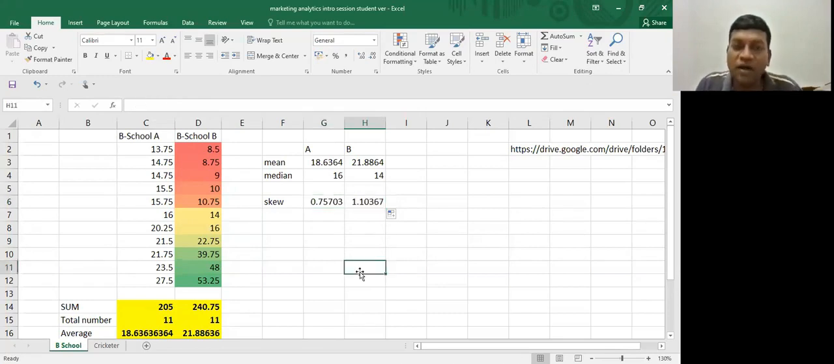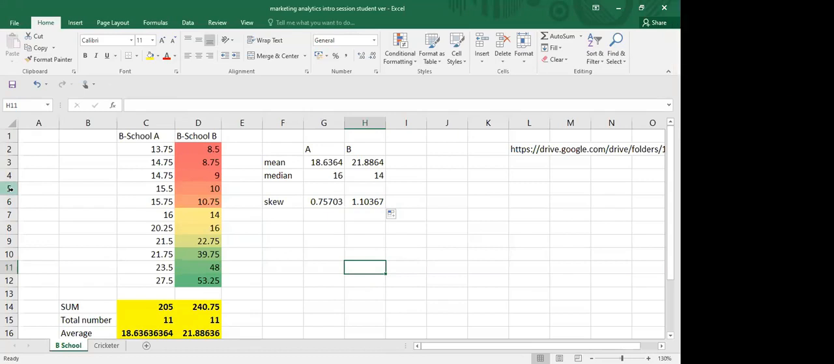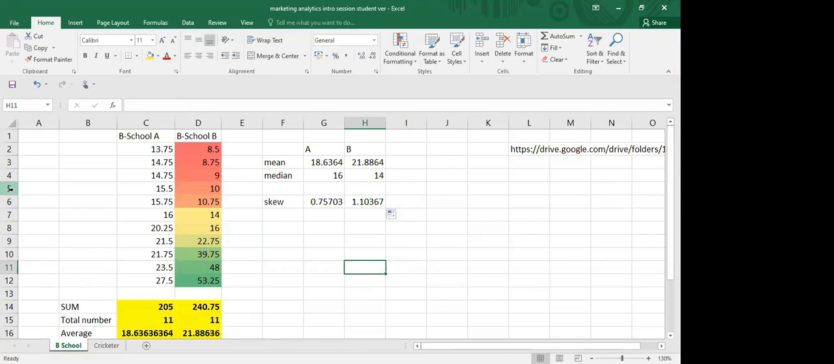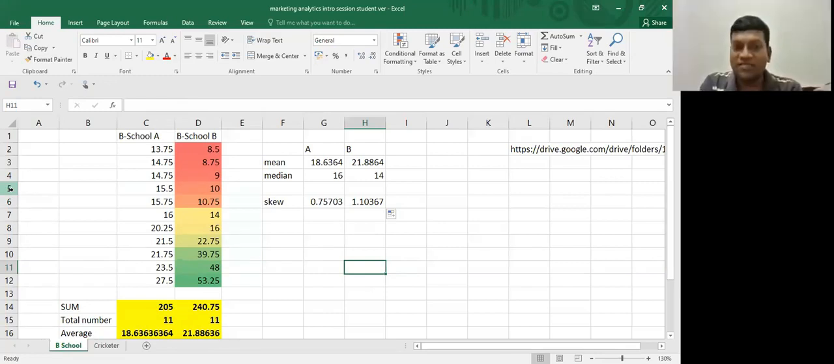Now, I spoke about the percentile some time back. Could someone tell me what a percentile is? What do you understand by percentile? Let's say if I say 90th percentile, what do we mean by that? So that means 90% of the observations lie below that particular observation point. Brilliant. I hope all of you understand this.